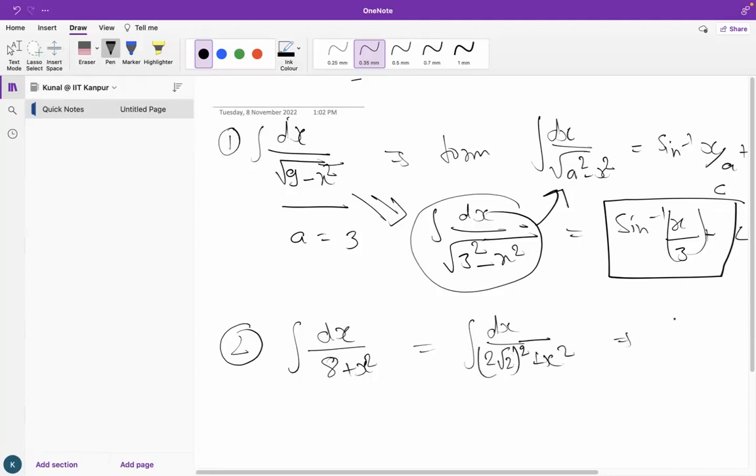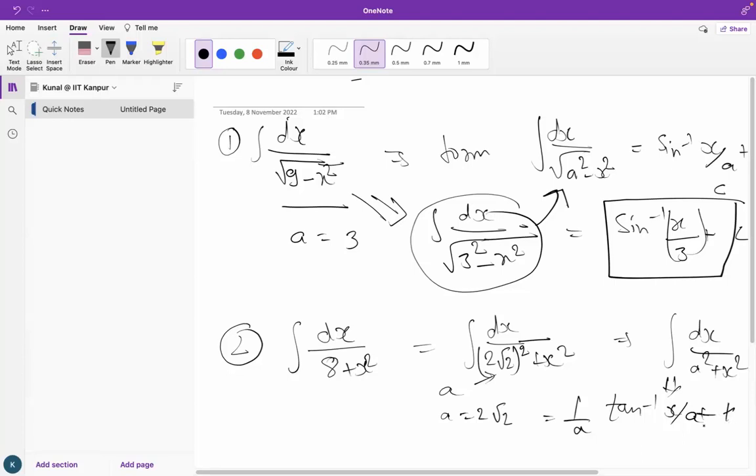So this integrand is of the form dx by a square plus x square, and we know that its integral is nothing but 1 by a tan inverse of x by a. Here a is 2 root 2, so plus constant, we get the integral as 1 by 2 root 2 tan inverse of x by 2 root 2 plus some constant k. I hope you understand this problem. We just try to reduce our integrand to a basic standard integrand of algebraic functions, which we already read yesterday. So let's move on to the next problem.